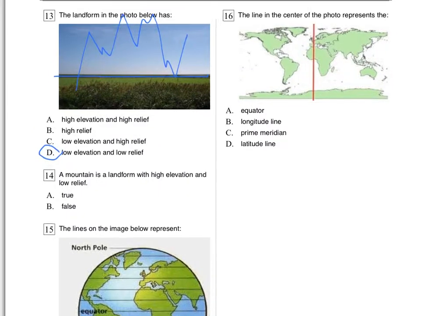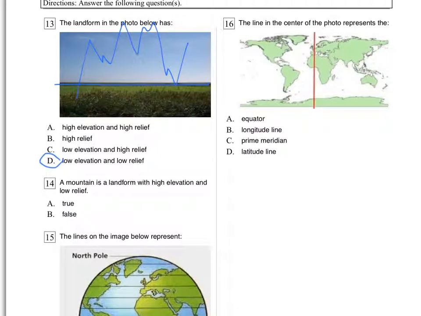14, a mountain is a landform with high elevation and low relief. Mountains have high elevation and they have high relief, right? Going back up to this mountain, they've got a lot of change going on with the elevation. So they have high relief, not low relief. So that would be false.